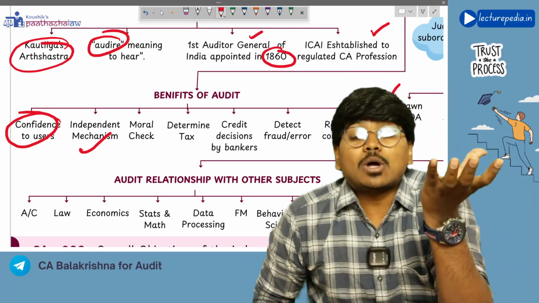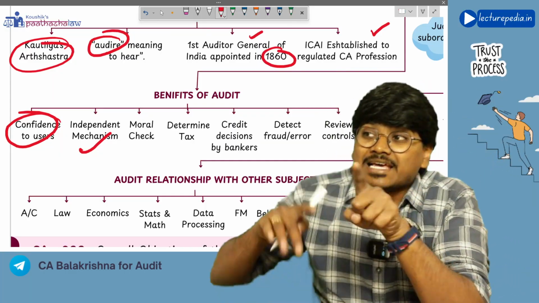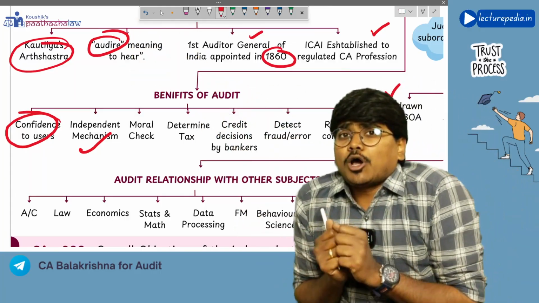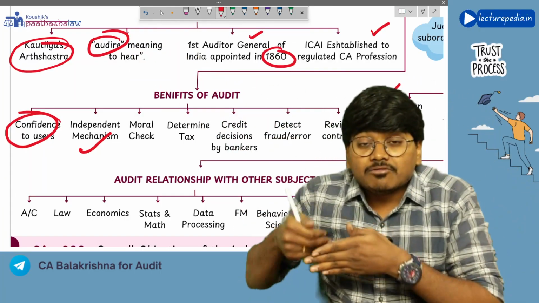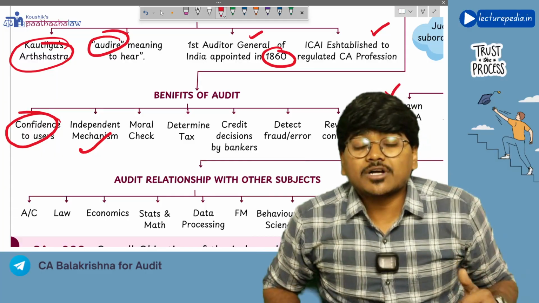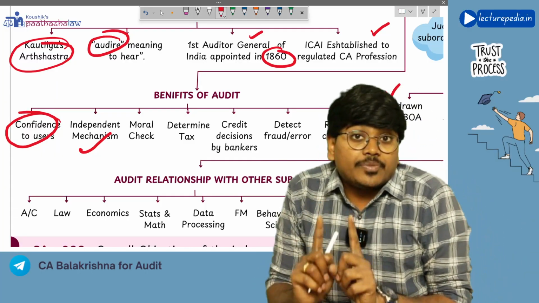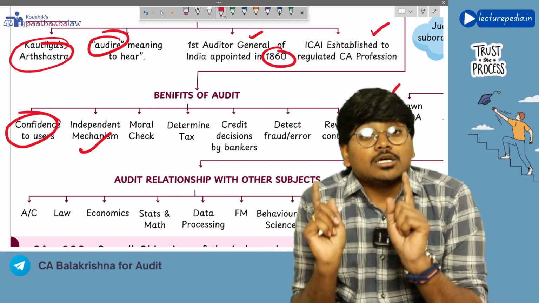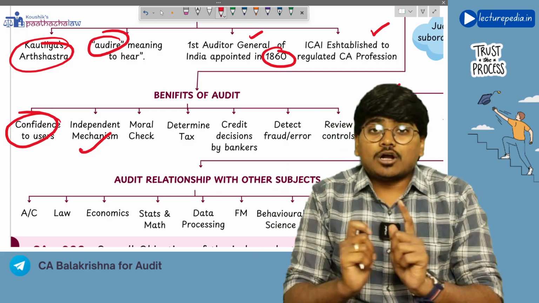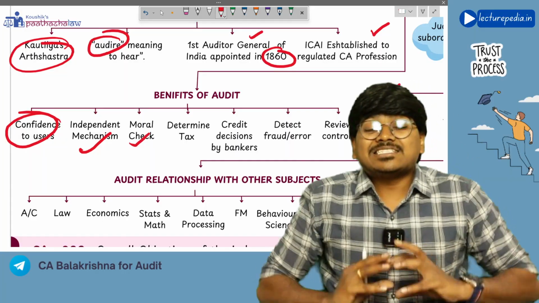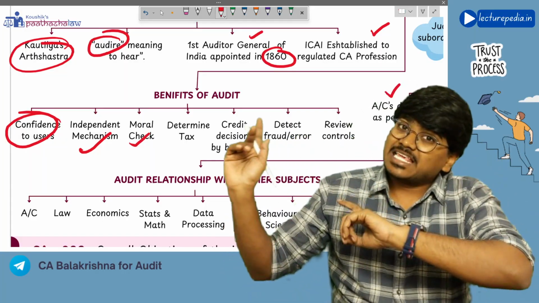Next, audit will also act as a moral check on employees. If employees know that at the end of the year, the auditor will come and go through all the books of accounts and transactions, and he will find out any frauds that we have conducted, then employees will fear that we should not do any frauds, right? So it will also act as a moral check on the employees.